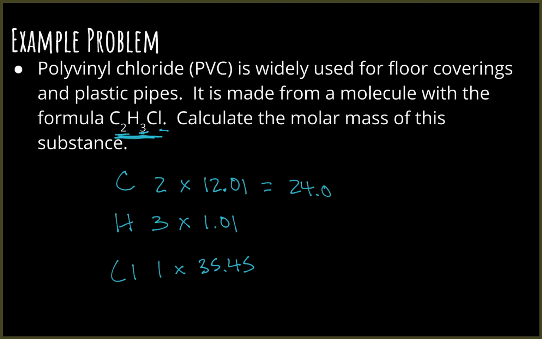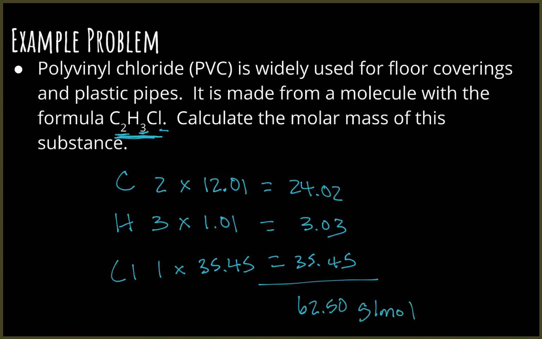So 24.02, 3.03, 35.45. My total here is 62.50 grams per mole. So that's my molar mass of PVC.